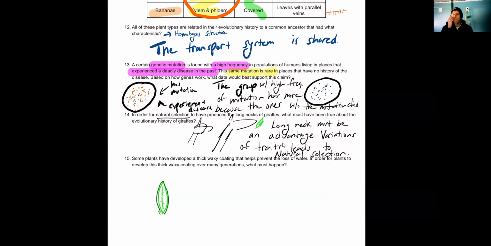How could a plant develop a thick, waxy coating? How could it make this coating even thicker over time and make it even better at preventing the loss of water? What needs to happen? All right, I want you to try to explain that to me using the same example as the giraffe example. Why would it change over time? And what must be true about this waxy coating?